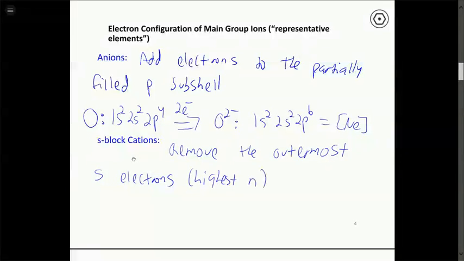All right, because as we talked about, the electrons that are in the highest value of n, the highest principal quantum number, they're going to be the ones that are furthest away from the nucleus. They're going to be held less strongly to the nucleus. They're going to be the easiest ones to take off if we're forming a cation.